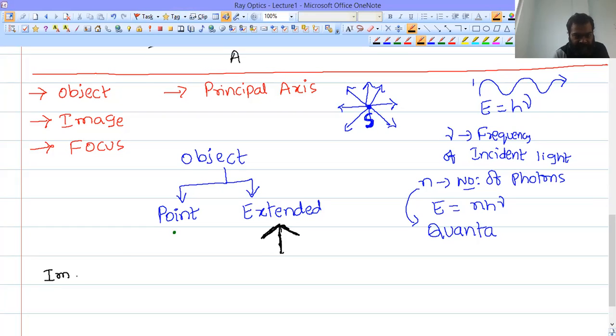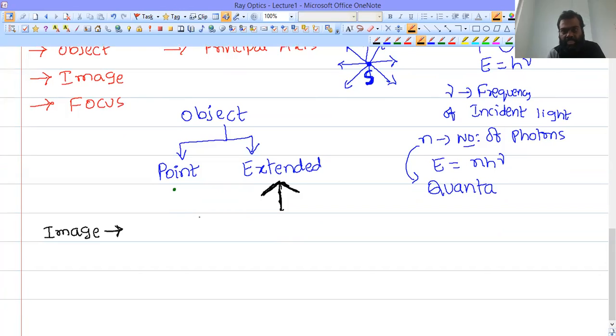Now we'll come to the image. Image is defined as the point of intersection of the reflected light rays or refracted light rays. The point of intersection of the reflected light rays or refracted light rays can be called an image.